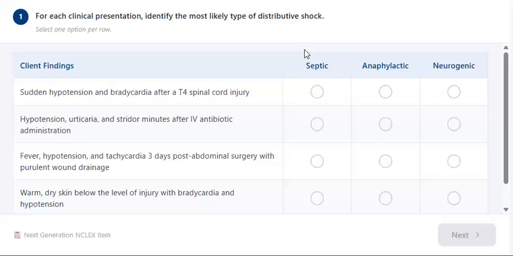Now, let's go back to the question. We want to identify whether each of these findings is specific to septic shock, anaphylactic shock, or neurogenic shock, right? Some people confuse neurogenic shock with spinal shock. They are two different things. Neurogenic shock is usually due to overriding of the parasympathetic nervous system, as I said earlier. The parasympathetic is overriding the sympathetic, so it leads to massive vasodilatation.